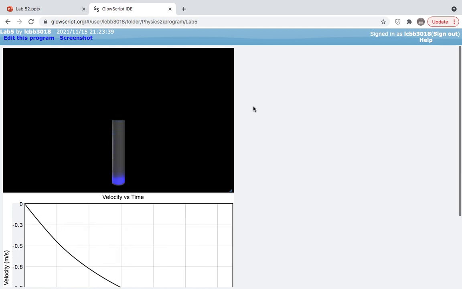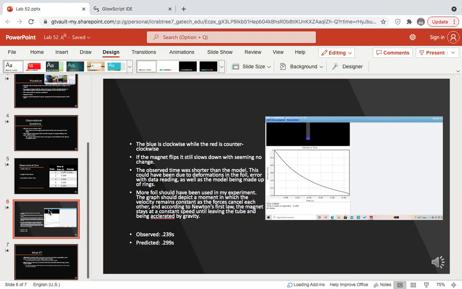And as you can see, there are 2 colors shown on the tube. These represent the current flowing through the rings. So the blue is clockwise, while the red is counterclockwise. These are shown to be true using Faraday's law. And now, if the magnet flips with the poles being different, it still slows down, and according to the code, it doesn't change much.